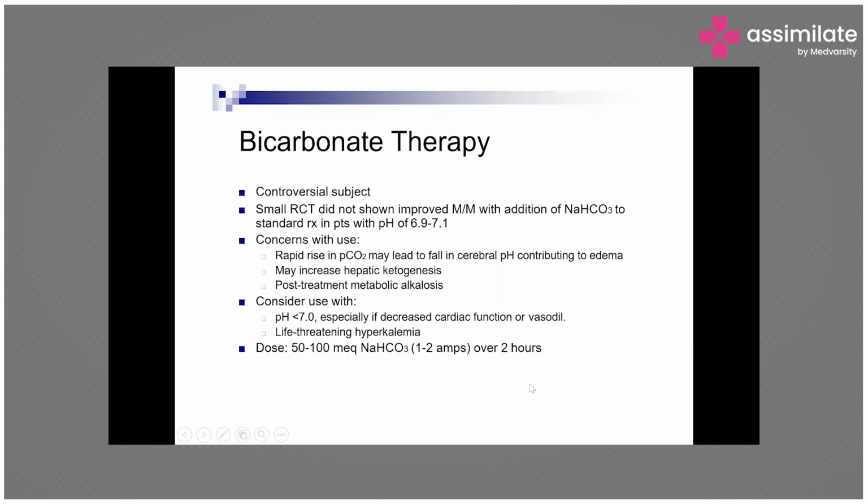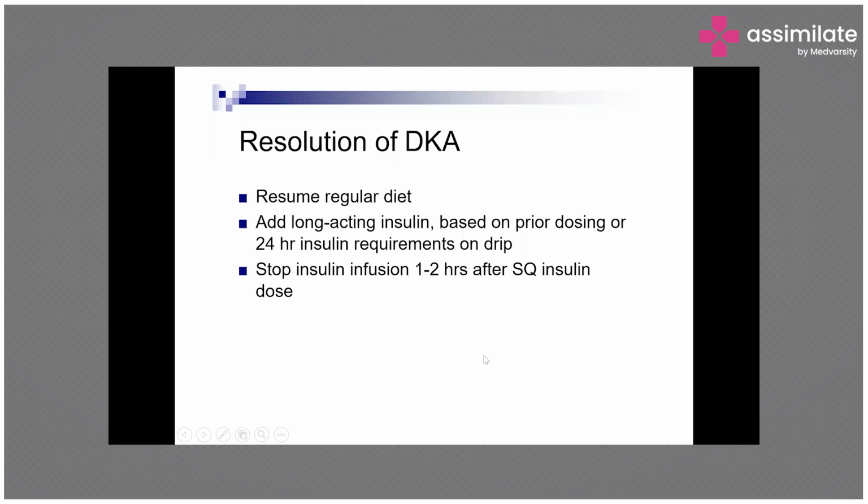So bicarbonate therapy may cause hepatic ketogenesis. It may cause metabolic alkalosis, which is harmful, especially when the patient has severe metabolic acidosis. So if at all we have to give bicarb, especially when the pH is 6.9 to 7.1, 50 to 100 milliequivalents of soda bicarb, 1 to 2 ampules over 2 hours can be given slowly. Okay.